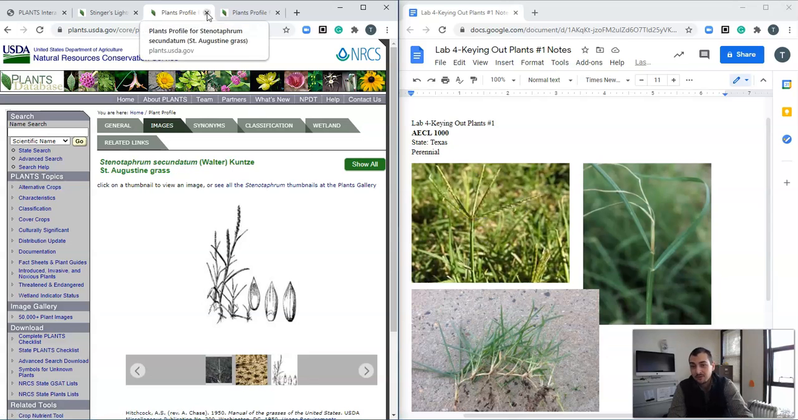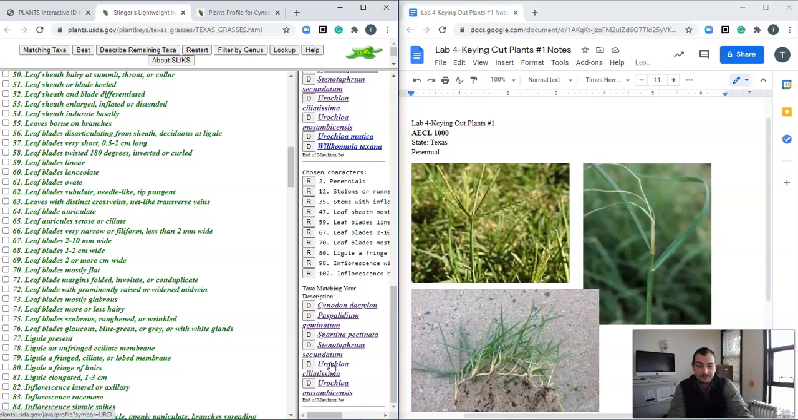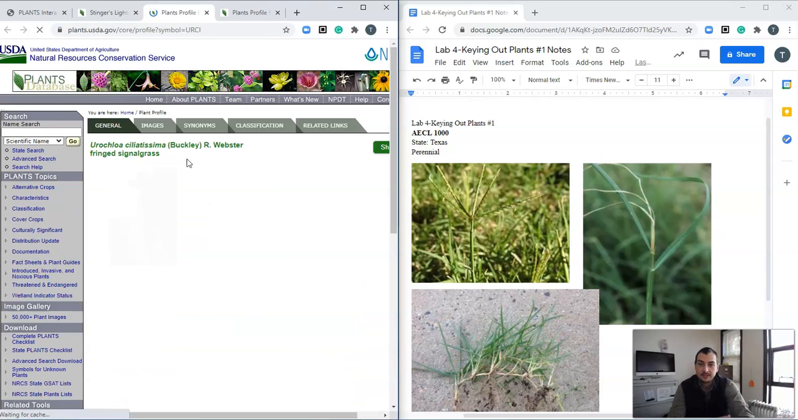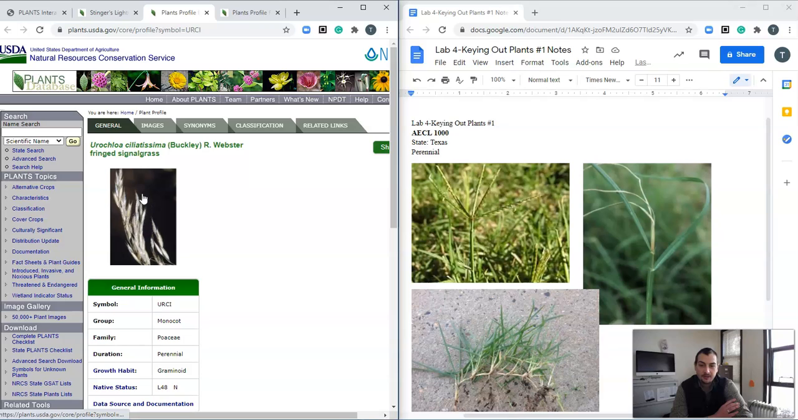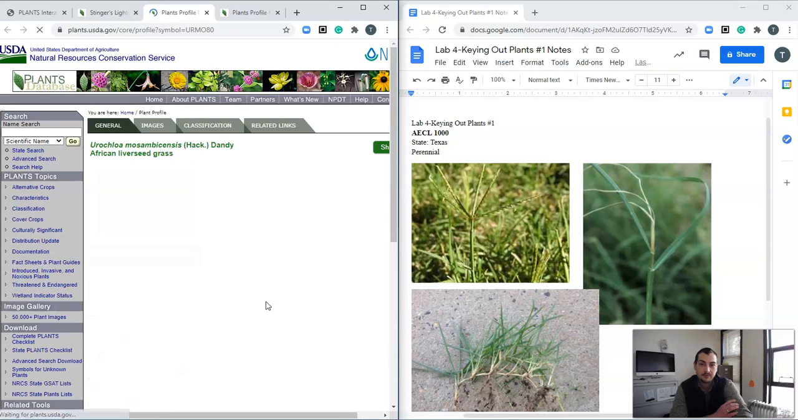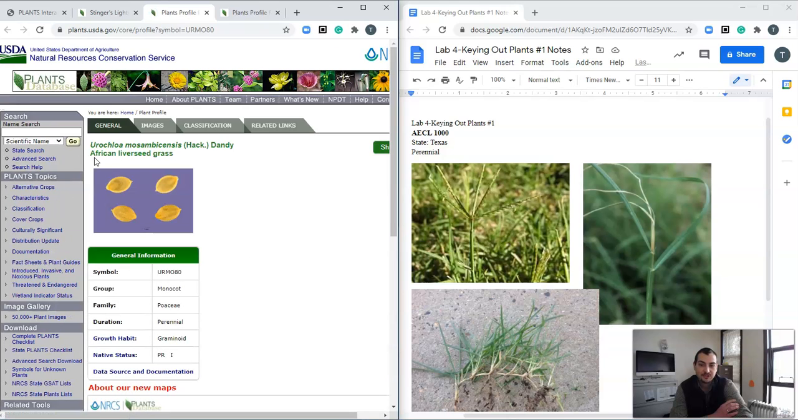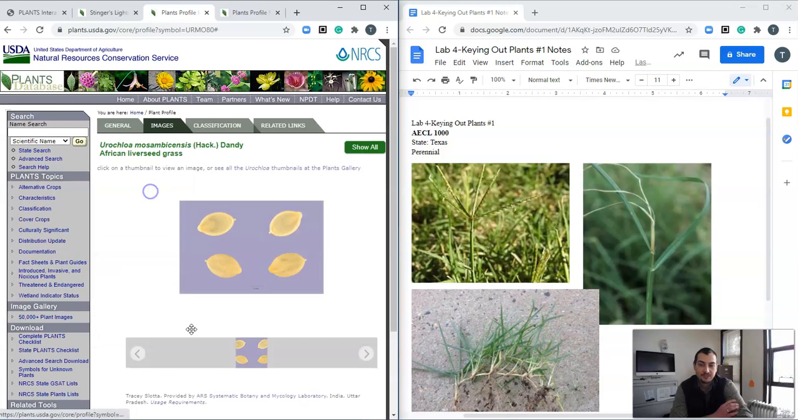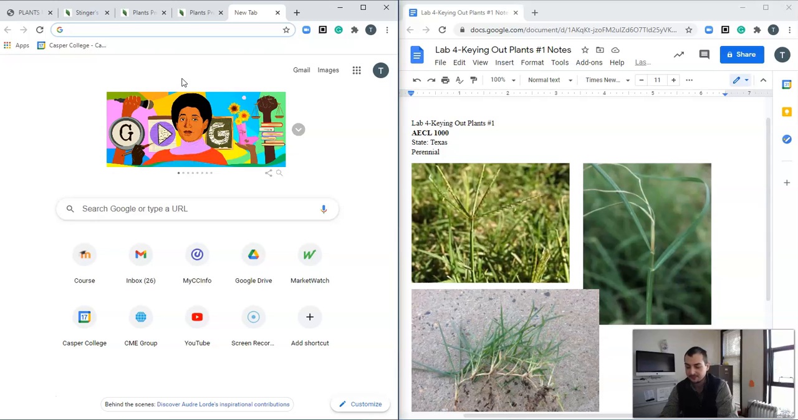We're going to go ahead and rule out St. Augustine grass. And let's go ahead and look at the last two as well. I can tell you right off the bat, that seed head does not match our seed head. We're going to go ahead and knock off Webster fringe signal grass as well. So let's look at our last potential option. Our last potential option is this African liverseed grass. We really don't have any pictures on it, so let's go ahead and Google African liverseed grass and see if we can find some more pictures.